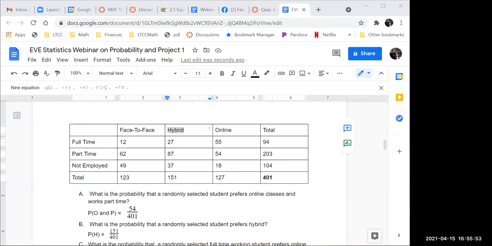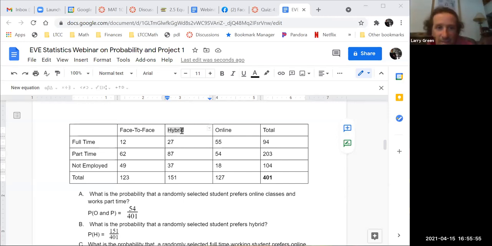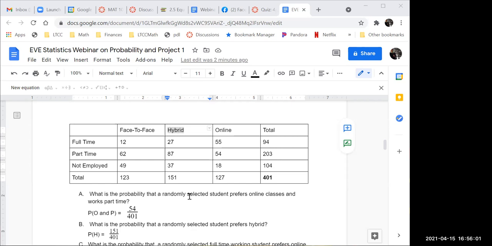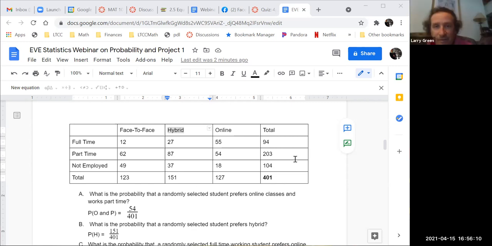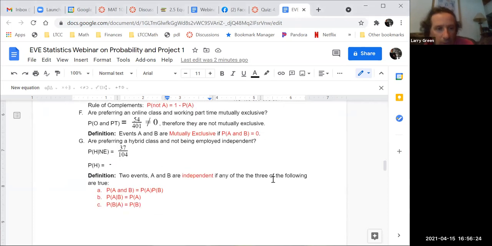Okay, so we're just looking at the probability of preferring hybrid. How many preferred hybrid? 151, out of how many total? 401. And that's the fraction. 151 over 401. Okay. Did I make it easy once you see it? There's no given, so the total is what we divide by. So 151 over 401.